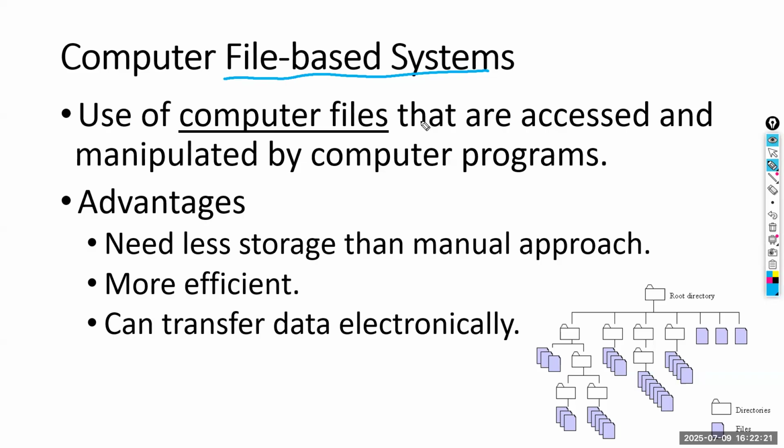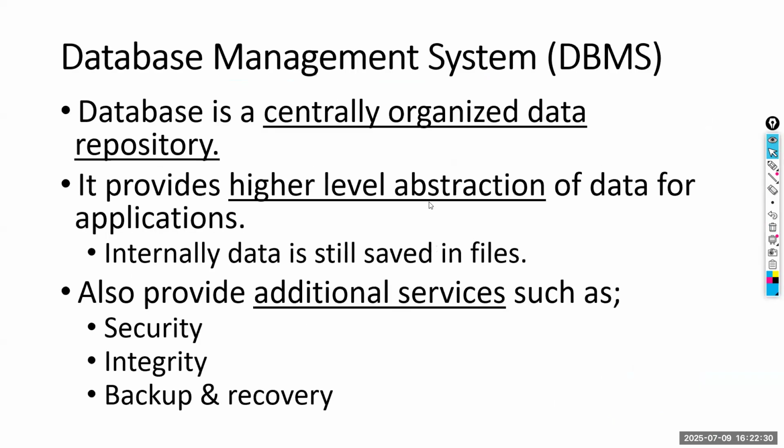Then came a better solution than computer file-based systems. So what is that? Database management systems. From the early part of the 1980s, people started using database management software to save our data rather than saving it in computer files in a raw manner. A computer file means something like a text file.